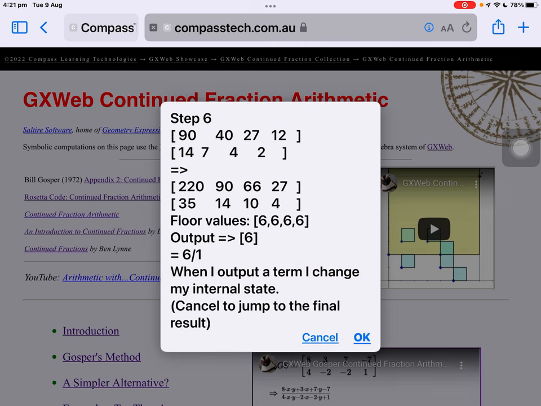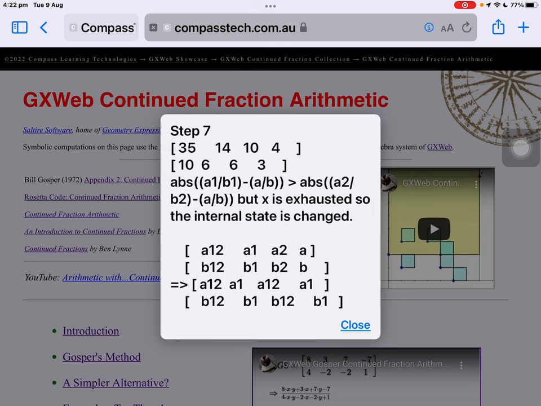And wow. So what we've just done is to work through the 6 terms of the continued fractions, 3 terms each. And it's not till we've worked through all 6 of those that we reach a point where we can output a term. Now, the floor values, you can see, are all 6. So our first output term is 6. That's going to change our matrix from that one you see there to a new one.